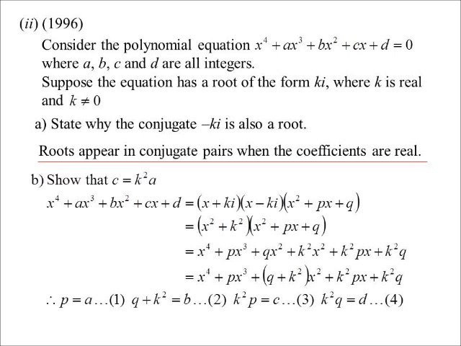Now, I might not need to use them all. We're trying to show that c is k squared a. Can you see it straight away? We've got the first one here that simply says p equals a. And if you look at the third one, we've got k squared p is equal to c. So I can simply substitute the first one into the third one, and we get k squared a is equal to c.